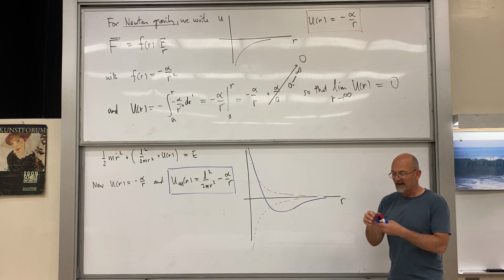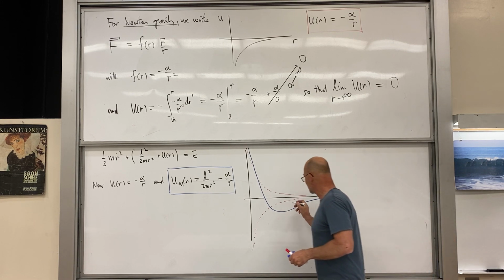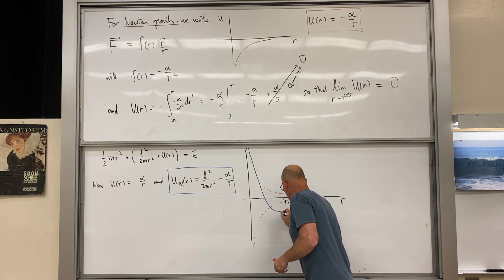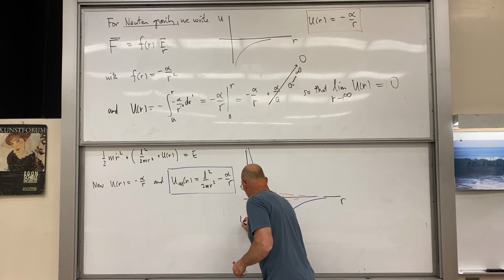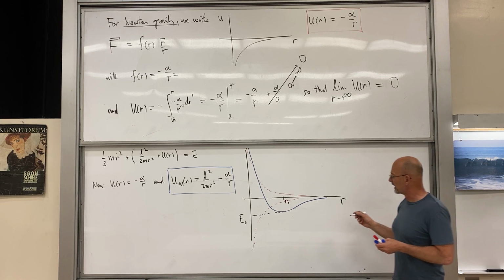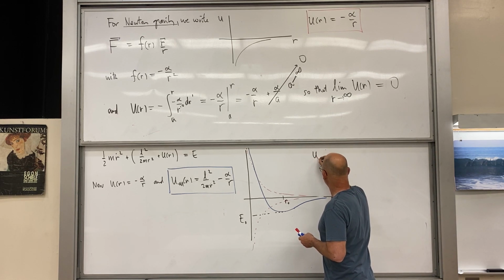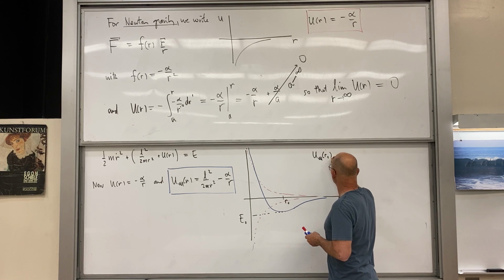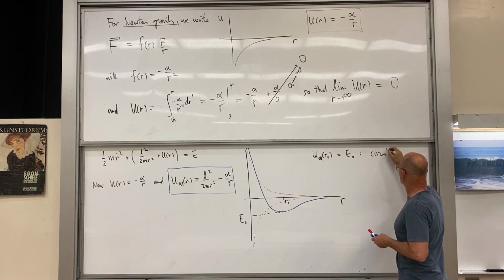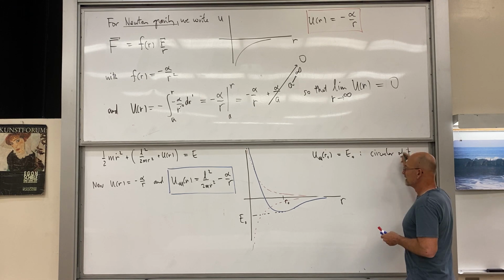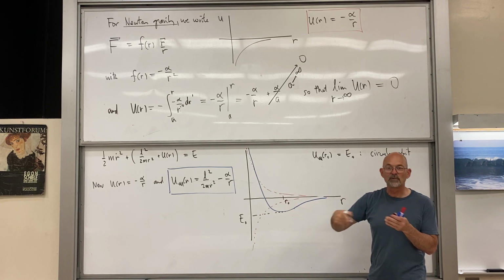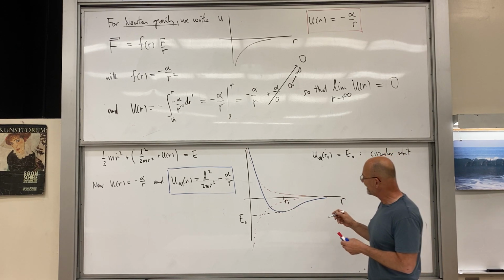And now we can repeat what we had last time. We can clearly see there is an R0 corresponding to an E0, and that corresponds to circular orbits. So U effective R0 equal to E0 is a circular orbit. Of course, on this graph, it's just sitting there, but we know combined with this angular momentum, we've got a circular orbit. Now let's do an E sub 1.